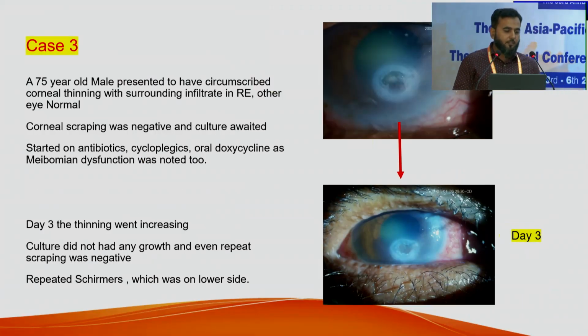This was a case of a 75-year-old male who presented with circumscribed corneal thinning. This was not a typical case of PUK. You can see circumscribed lesion with infiltrate at the margin, and we scraped it, but however the scraping was negative. Then we started on empirical antibiotic cycloplegics, oral doxycycline, as he was having some meibomian gland dysfunction as well.